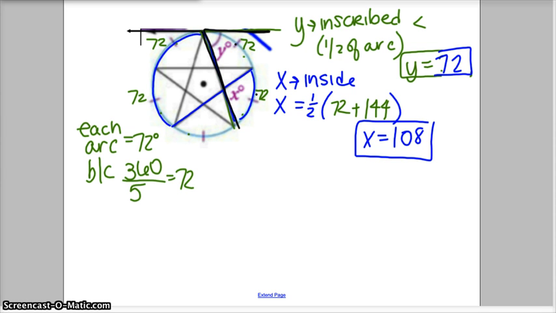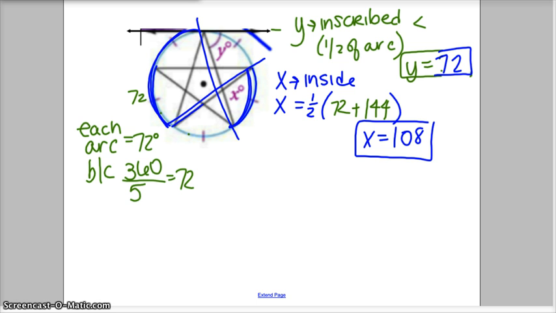Then I looked at angle X, and let me erase some of this stuff. And I saw that angle X came in through here. So I needed this value and all of those. So angle X equaled 1/2 of 72 added to 72, and 72 is where I got the 144. So I ended up with X being 108.